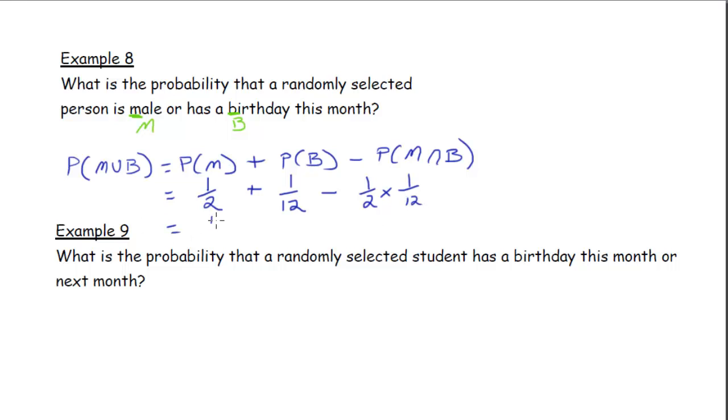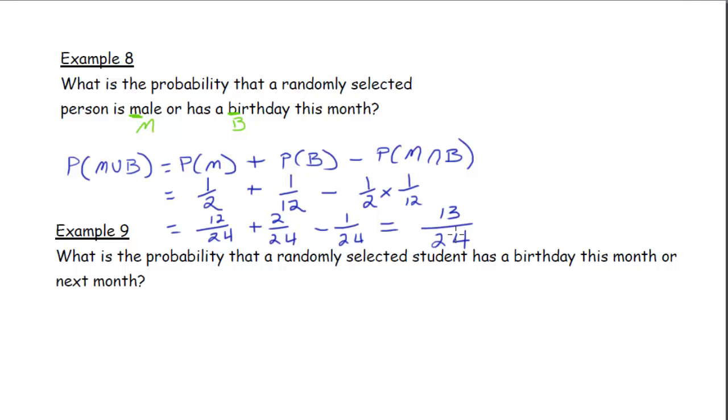So here this would be 12 out of 24 plus 2 out of 24, and then I want to subtract off the overlap, which is 1 out of 24. So this would be 13 out of 24.